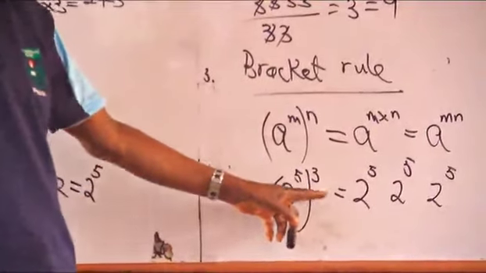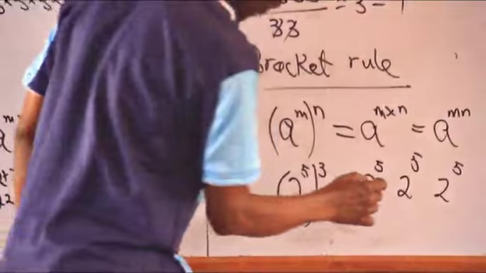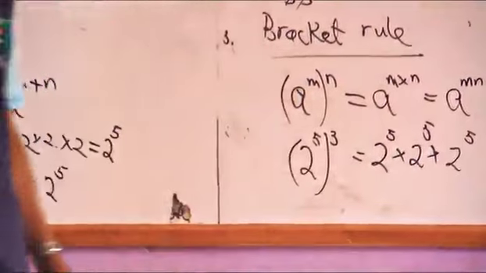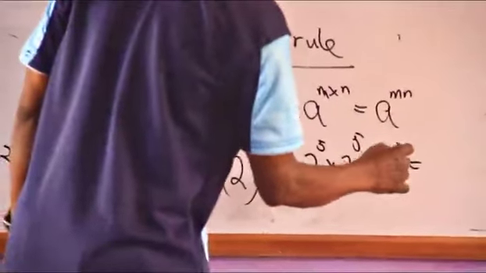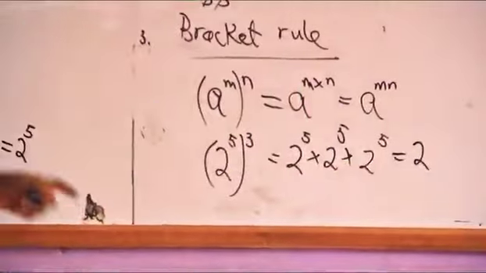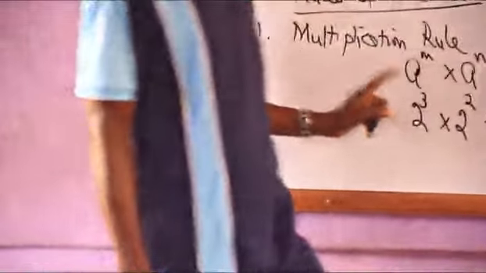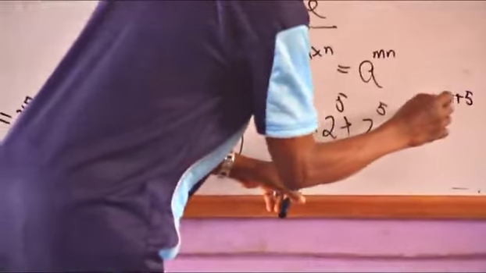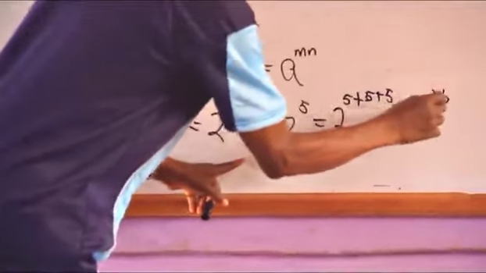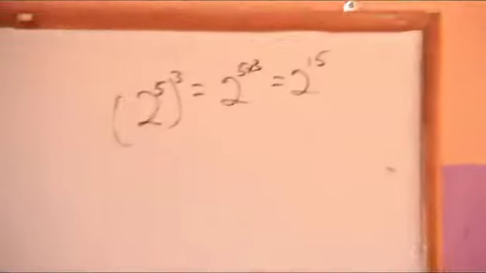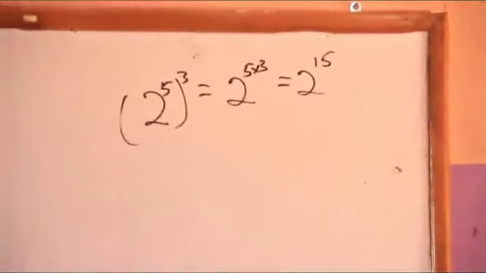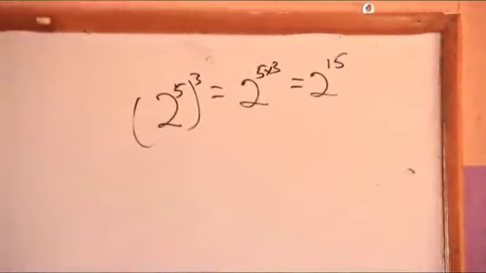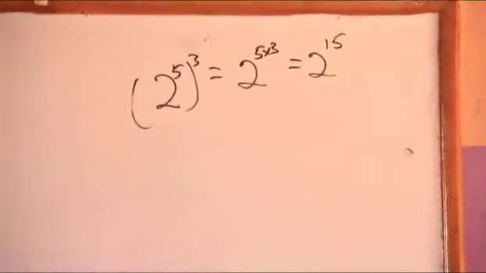3 times. You take care of that bracket. The multiplication will still be there. So if I go from there, you will see that I'm going to have 2 raised to... this will take me back to rule 1 of multiplication. Now I'm going to add the powers together: 5 plus 5 plus 5. I'm going to raise to the power of 15. You can just say 2 raised to 5 times 3. You get 2 raised to the power of 15.